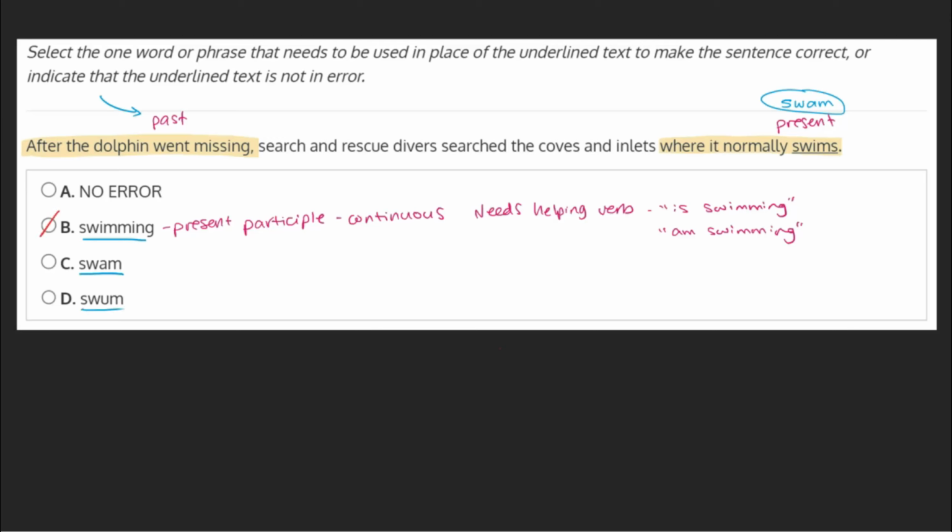And D. Swum. Swum is the past participle form of the verb to swim, and similarly to swimming, is typically used in perfect tenses with helping verbs like has or had swum. Again, since our sentence doesn't have a helping verb, we can see that this isn't a good fit. Based on this, we can mark this choice off and mark our original answer, choice C, as our final answer.